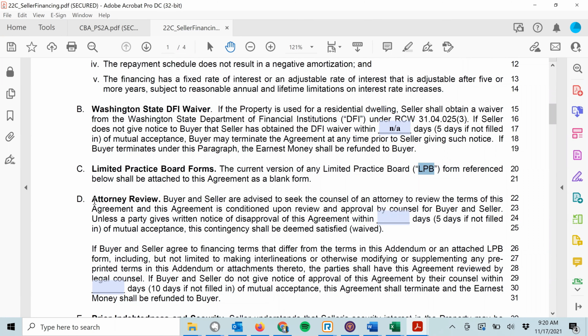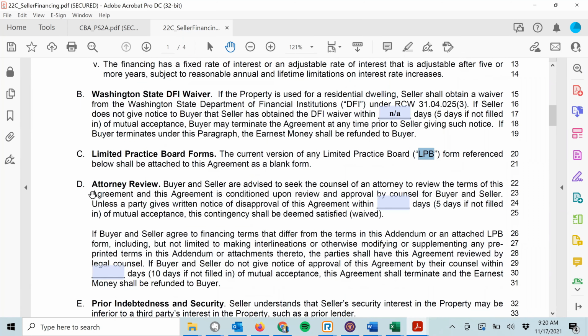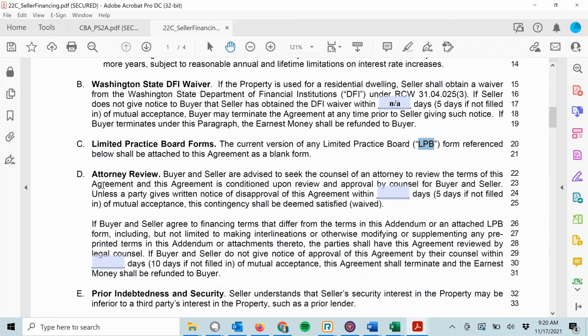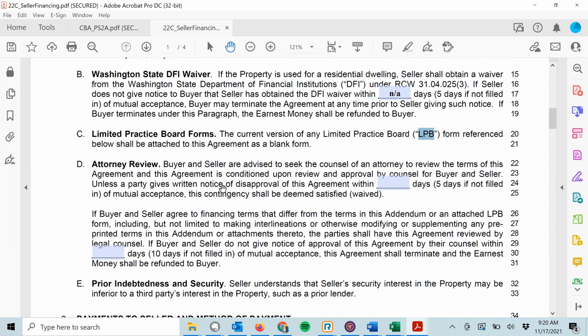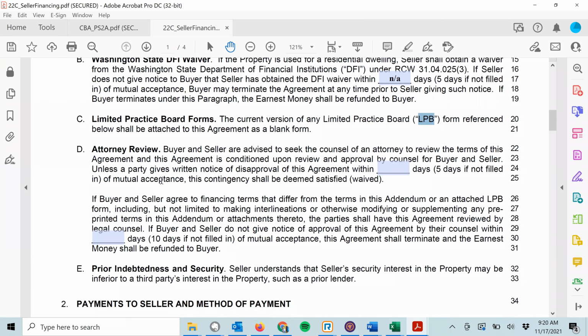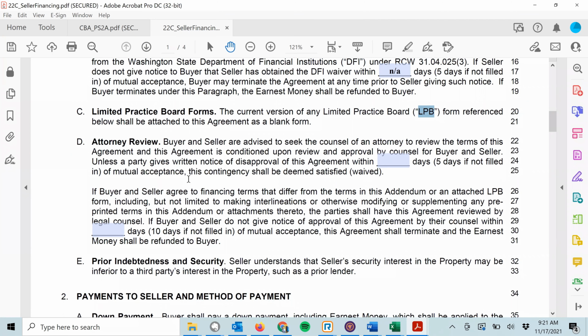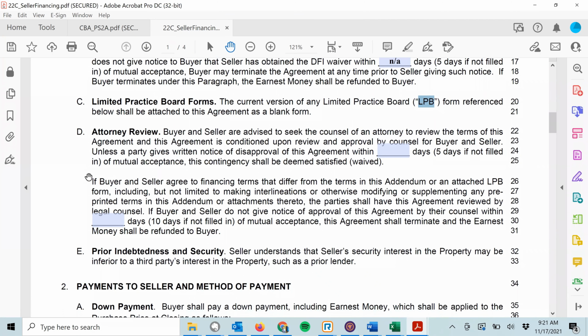So it makes a lot of sense, right? Attorney review. Buyer and seller are advised to seek the counsel of an attorney to review the terms of this agreement, and this agreement is conditioned upon review and approval by counsel for buyer and seller. Unless a party gives written notice of disapproval, then this shall be deemed satisfied. So what they're basically saying is you really should have an attorney look at this stuff, but they're not saying you have to provide proof that you did. They're just saying if you don't raise your hand and cry foul, they're going to assume that you had it looked at and that you're okay with it.